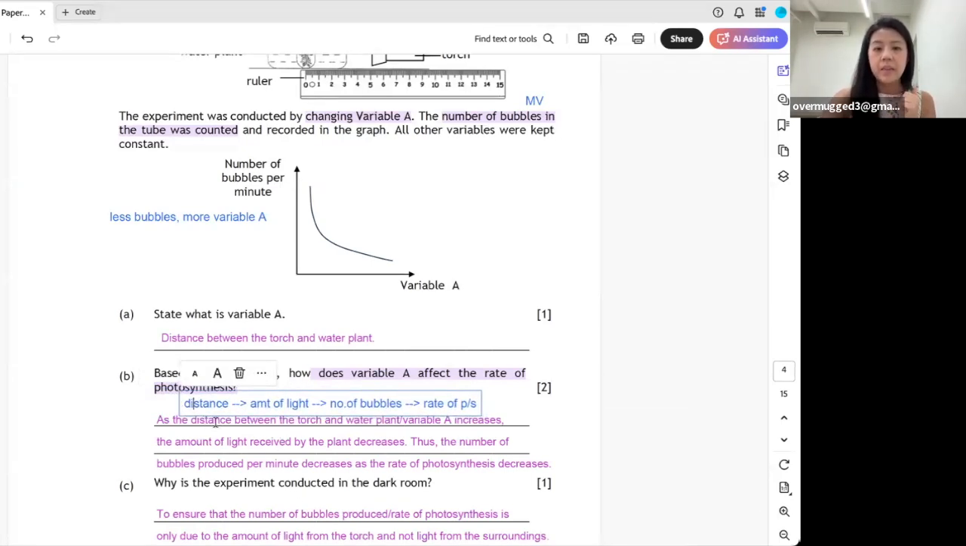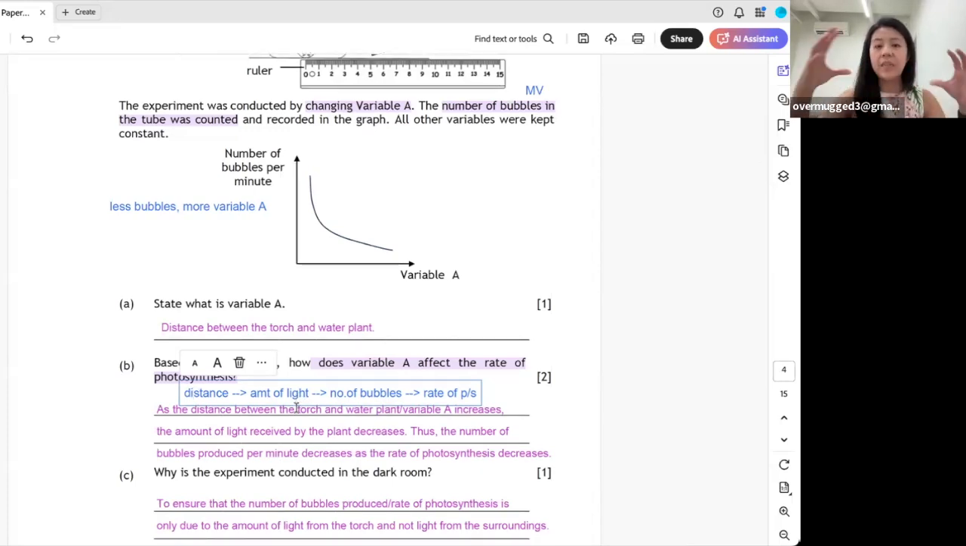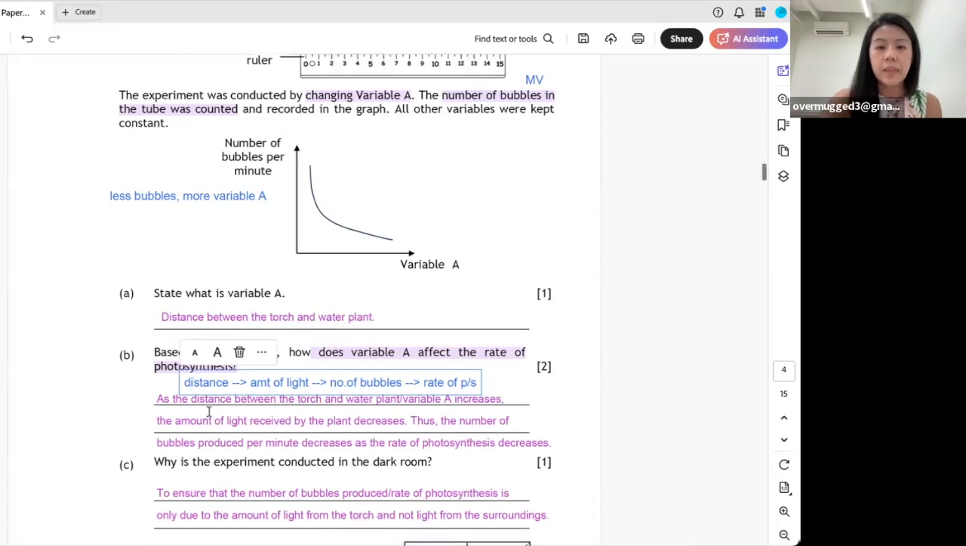First thing, the distance between the torch and the plants increases. So the amount of light received by the plant decreases, okay? Thus, the number of bubbles produced decreases as the rate of photosynthesis decreases, okay? So there are 4 things you need to put in your answer to make sure you give a complete story, okay? Now, last one here, why is this experiment conducted in a dark room, okay?